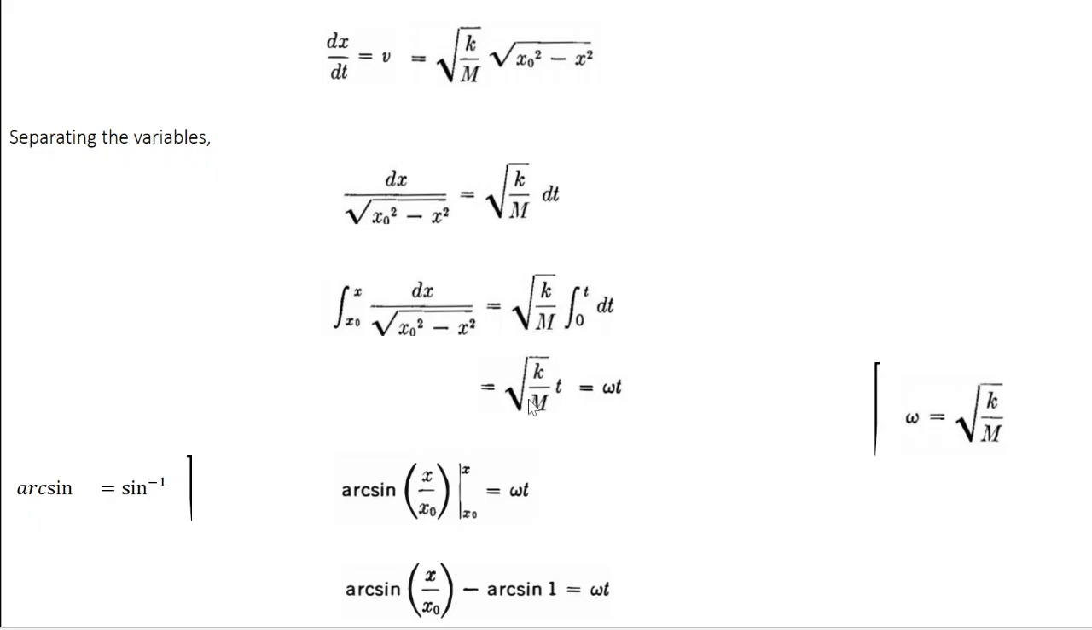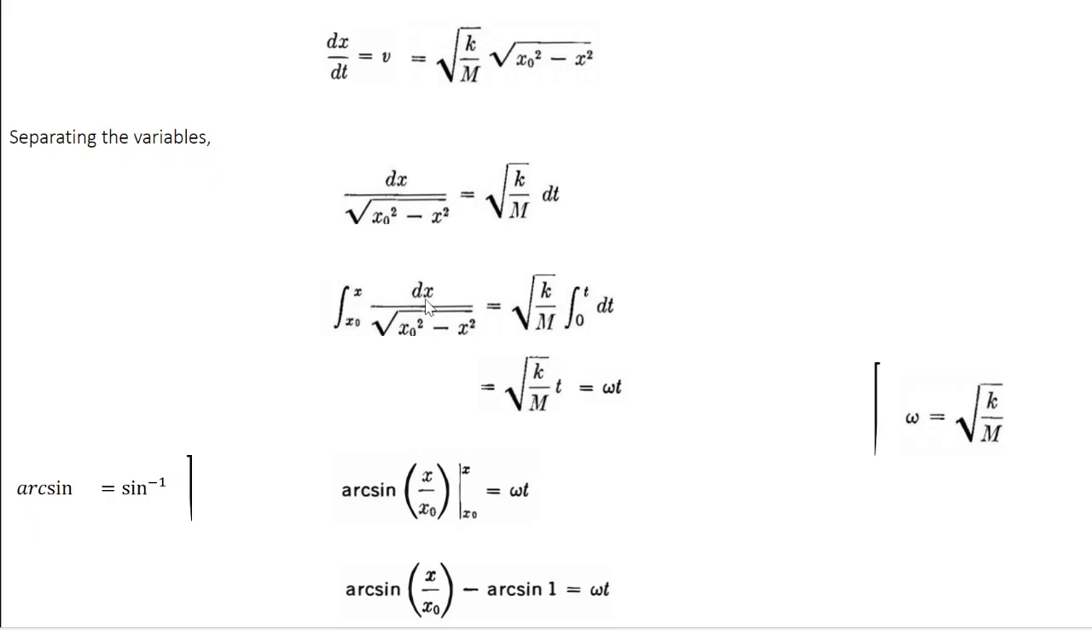Apply the limits, you get square root of k by m into t. In one of the previous classes, I said that the square root of k by m is a constant of motion known as the angular frequency omega. So the right hand side becomes omega t. And what about the left hand side? This is a standard integration result. This is there in your Clerk's table. You can refer to that. You are allowed to carry Clerk's table in the exam hall as well.